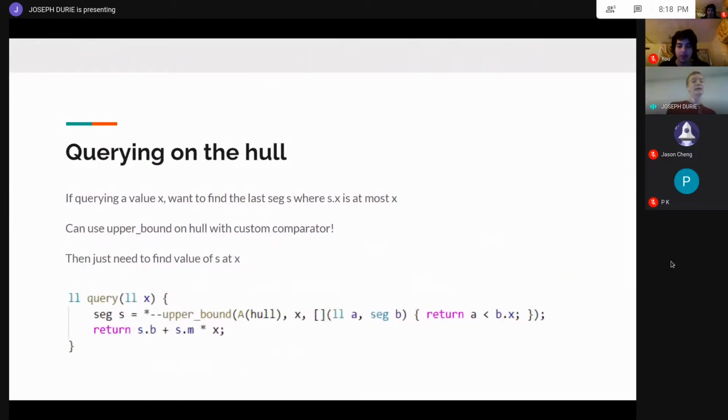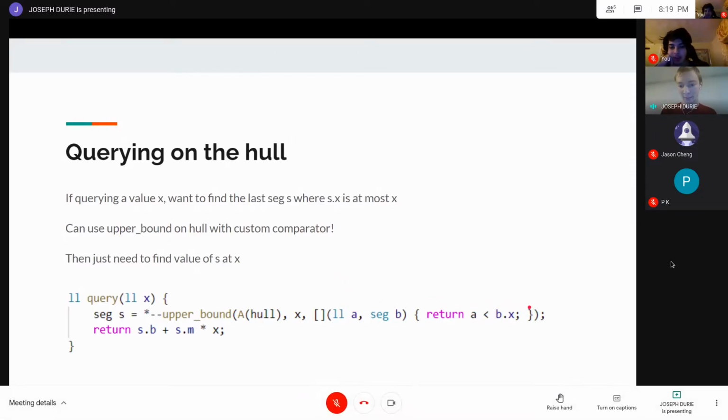The way we can do that is by using upper bound and then decrementing it. We're using a custom comparator here. What we could do is make a segment struct. Actually, we haven't defined a comparator for segments, so we'd still have to do that. But basically, upper bound gives you the first element in the vector that is bigger than you.